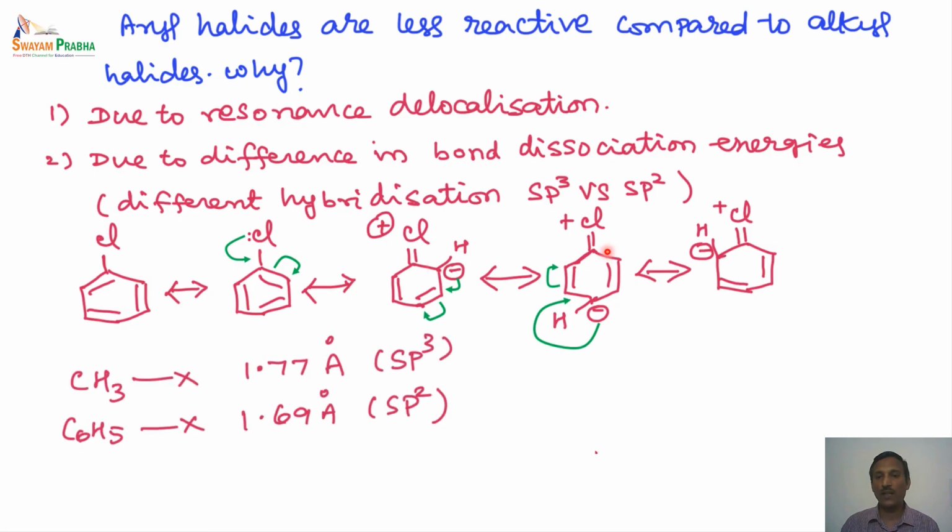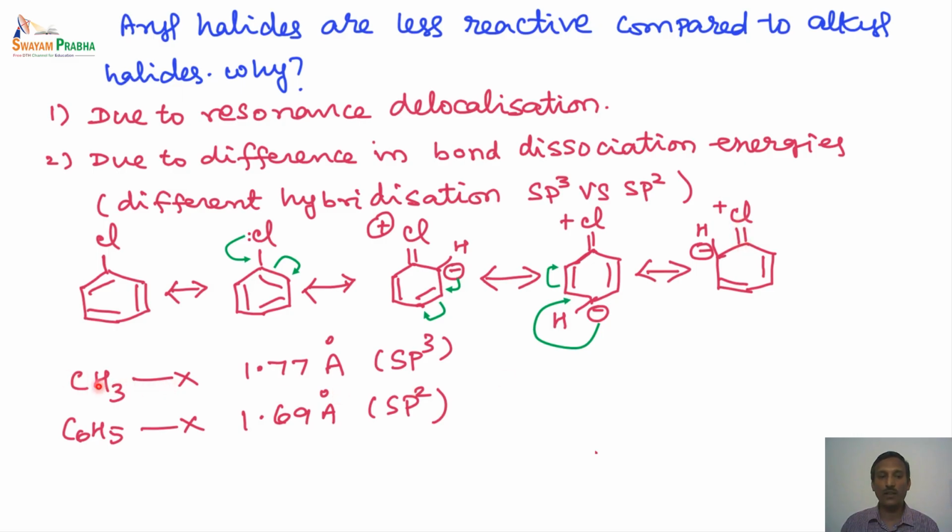So overall we can write the negative charges on the aromatic ring, and the chlorine has a positive charge. So this is a C double bond X. The X may be chlorine, bromine or iodine. So due to the formation of the C double bond X, the aryl halides are less reactive.